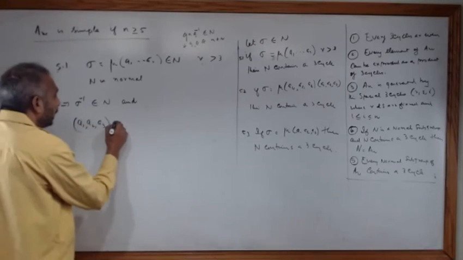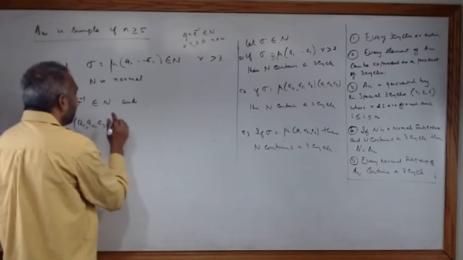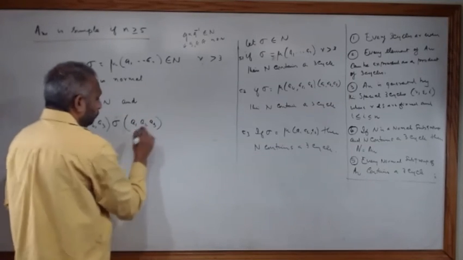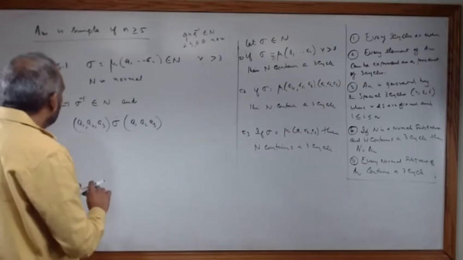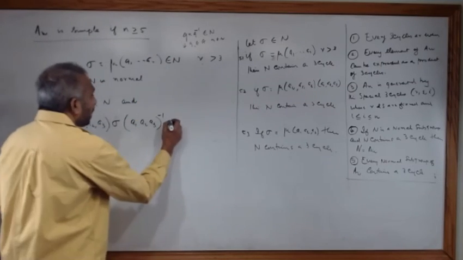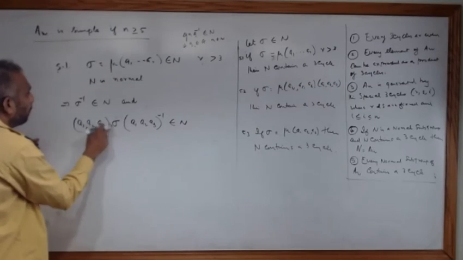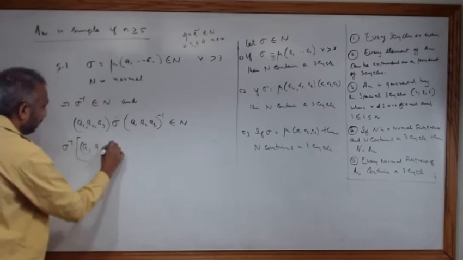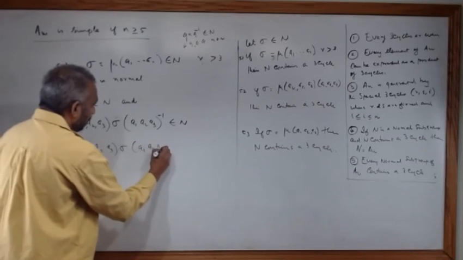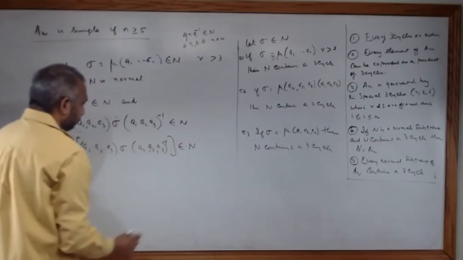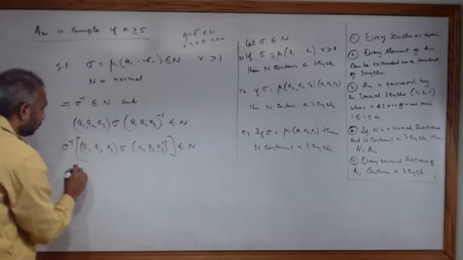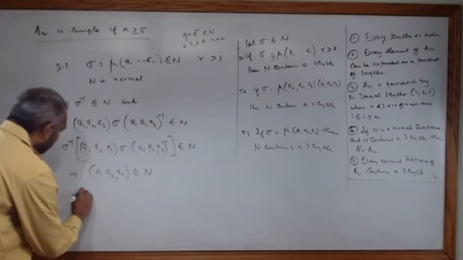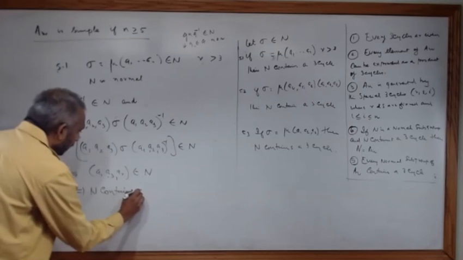This times sigma inverse, sigma times (A1, A2, A3) inverse belongs to N. Now you compute these two. Sigma inverse (A1, A2, A3) sigma (A1, A2, A3) inverse also belongs to N. And when you compute this one, this is going to be (A1, A3, AR). That belongs to N. That implies N contains a 3 cycle.